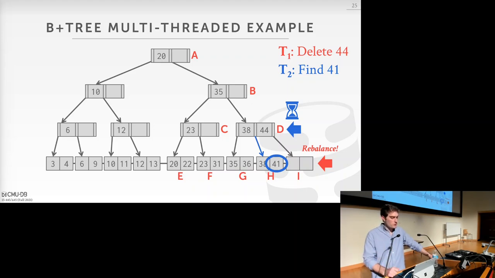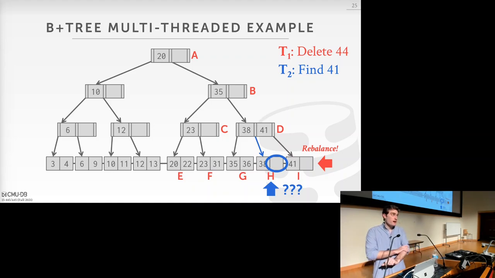It already knows it needs to go to leaf node H. It has the pointer right there for where to go. But now it's asleep. So thread 1 wakes back up and continues what it was working on, which was moving key 41 from the sibling node and updating the key in D. And now when thread 2 wakes up again, it's going to come down here and say, hey, I thought key 41 should have been in here. It's not here, so it must not be in the index. But thread 2 doesn't realize that in the meantime, thread 1 has moved it over.